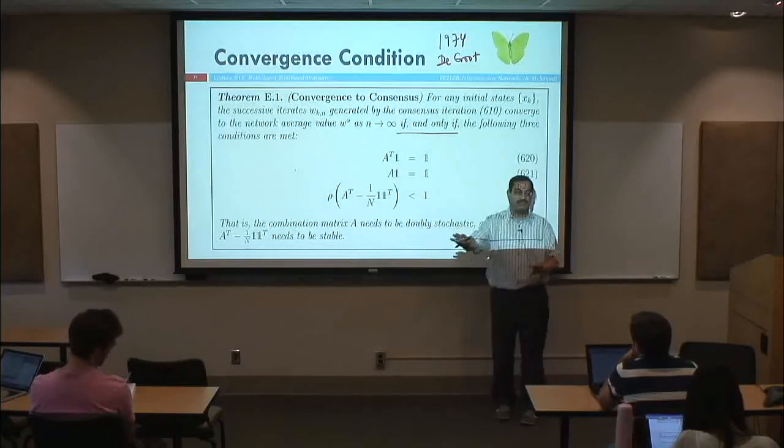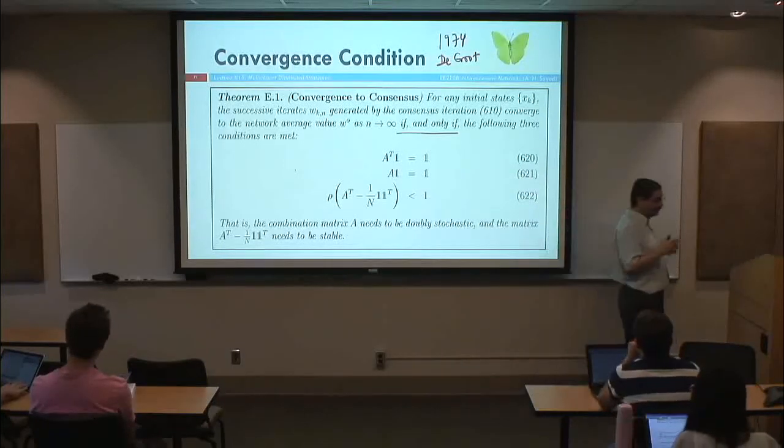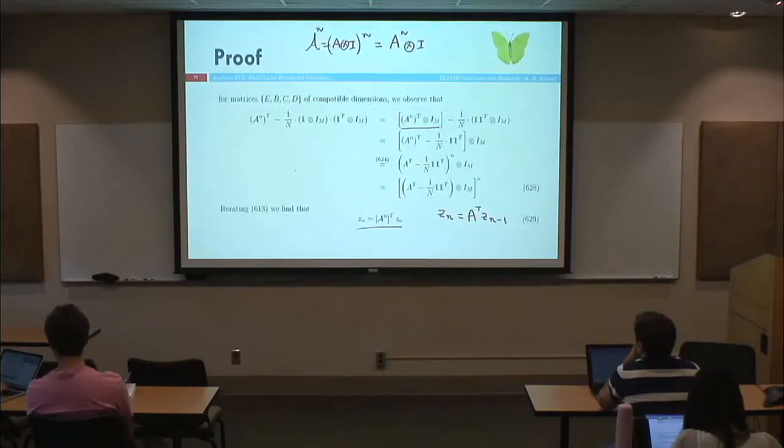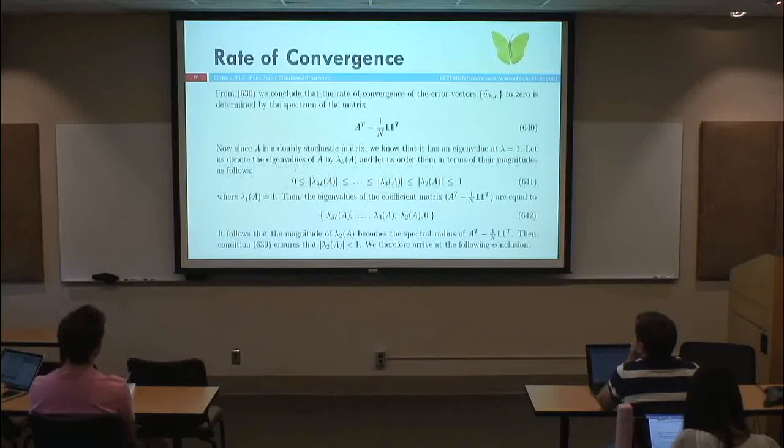Fine? So this is what motivates the consensus construction, that if you choose any A that satisfies these conditions, all nodes will reach consensus, will reach the average value, which is a very interesting result, right? So if I can elaborate a little bit more, let's try to understand this a little bit more.